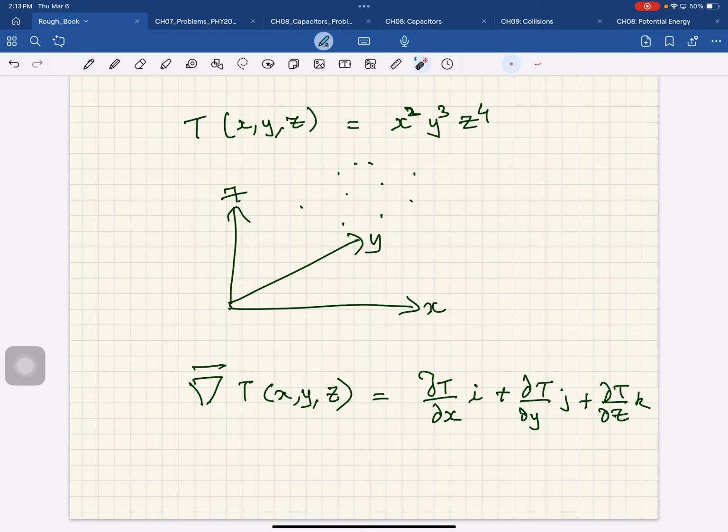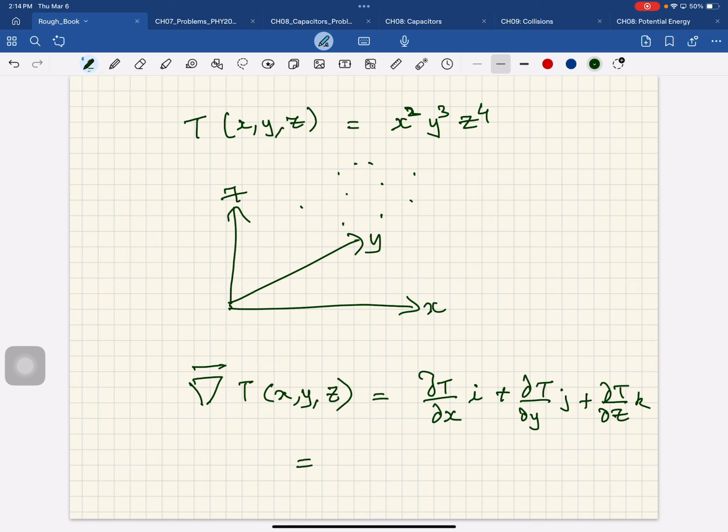What this means is, how is the temperature changing as you travel parallel to the x-axis? That's what the partial derivative means. What does delta t by delta y mean? How is the temperature changing as you're traveling parallel to the y-axis? And delta t by delta z is how the temperature changes as you travel parallel to the z-axis. There you go. All right, so how do you actually calculate this?